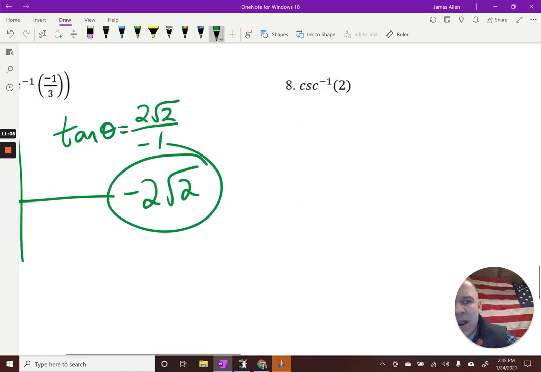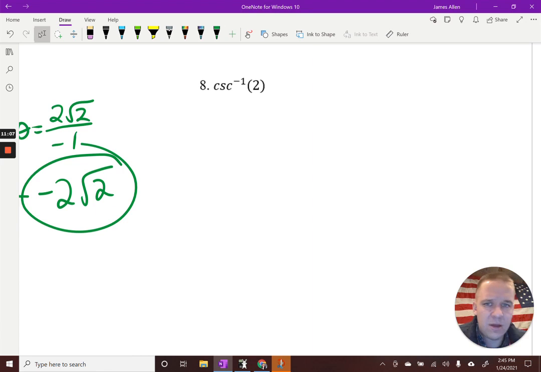Number 8 here. Uh-oh, what the heck is going on here? Inverse cosecant of 2. This scares me because we just have a number, just 2. It's not even a fraction. Oh, wait. Over 1. I feel much more warm and fuzzy inside now that I've put that over 1. That was close. All right.